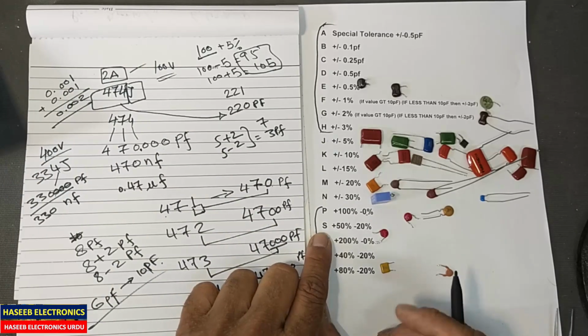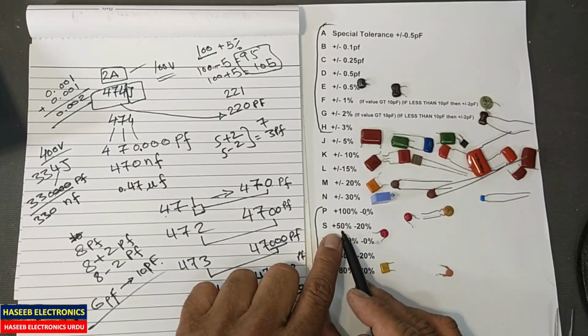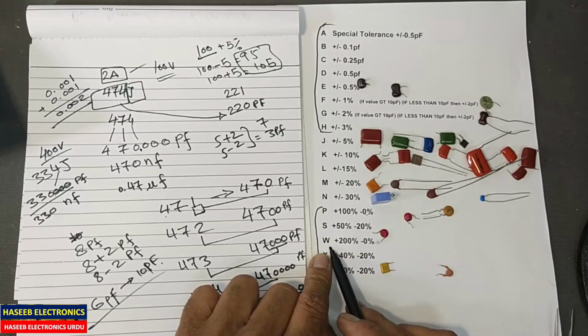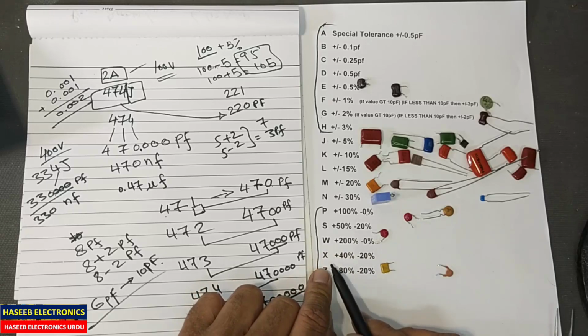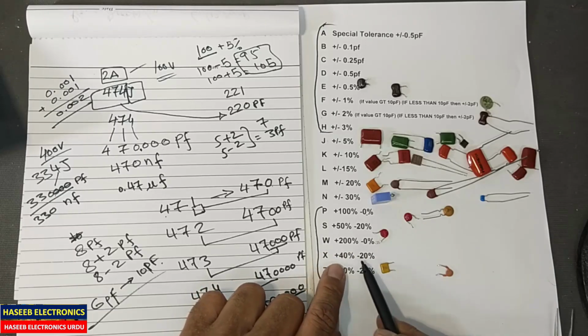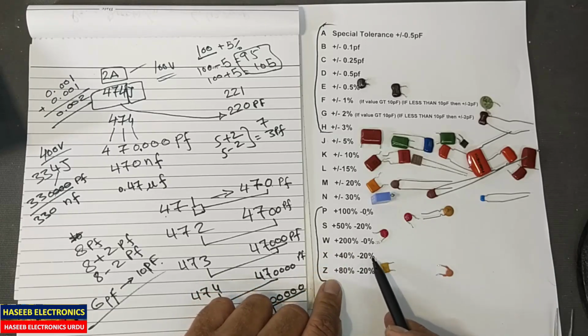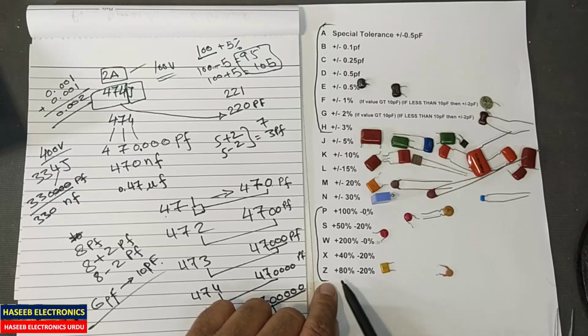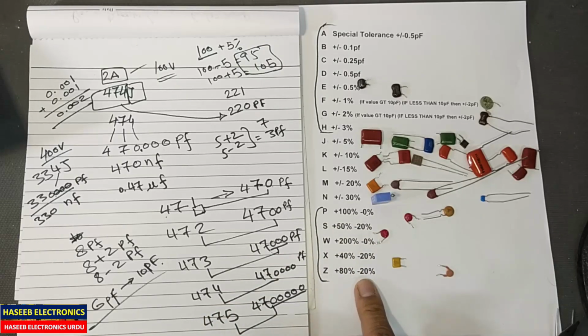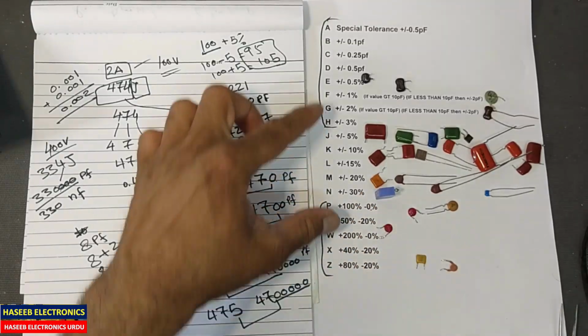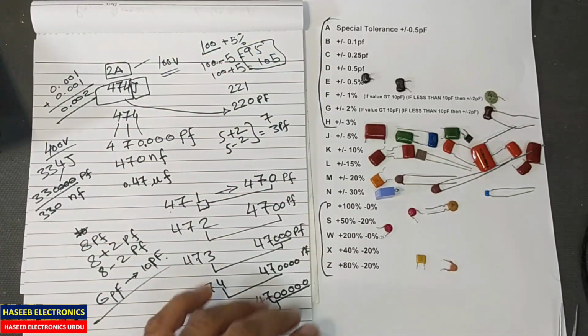Then we have S. If S, that is plus 50% minus 20%. W is plus 200% but minus 0%. X rating is plus 40% minus 20%. Then we have Z. These capacitors are plus 80% and minus 20%. So 105Z is 25 volt. So in this way we can decode the capacitor value.